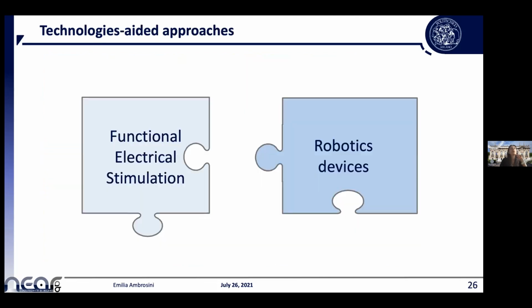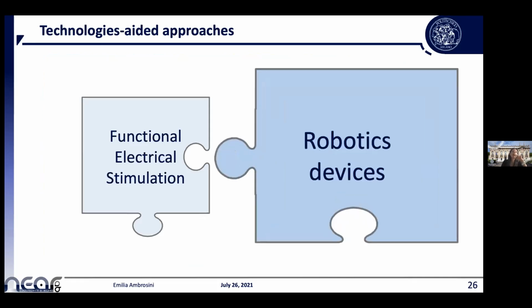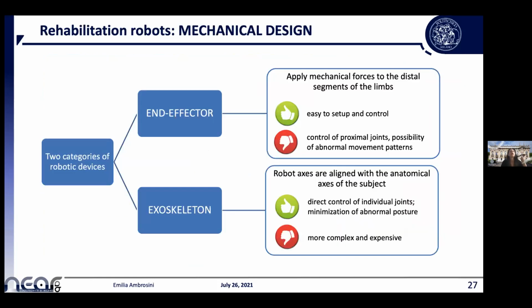When I was speaking before, I spoke about technology-aided approaches. I spoke about FES, and I said that I would focus also on robotic devices. So now let's speak briefly about robotic devices for stroke rehabilitation. Just for a big picture, I want to give a classification between two types of robotic devices that can be classified, from a mechanical design point of view, into end effectors and exoskeletons.